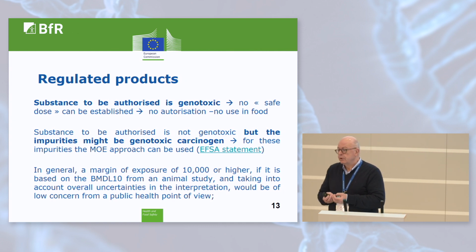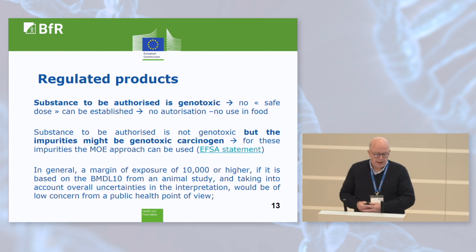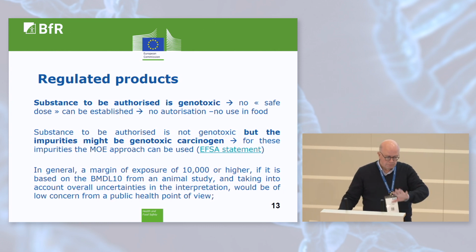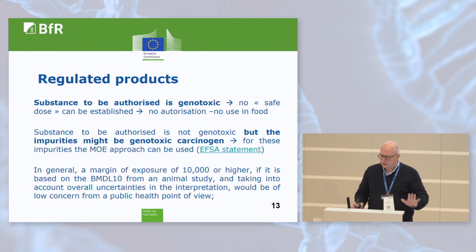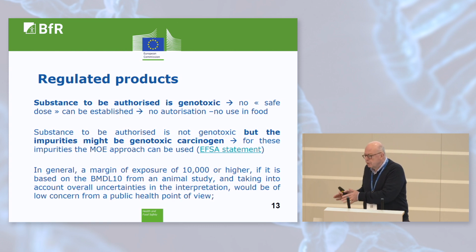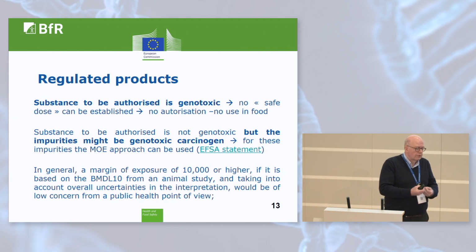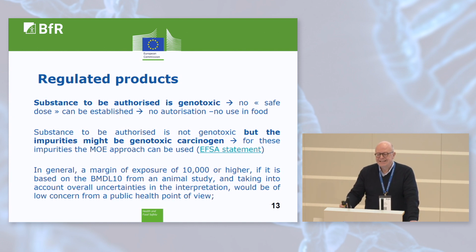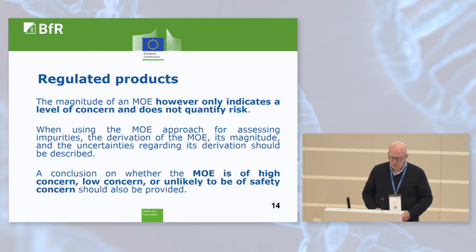But of course, in the production there might be impurities. And these impurities can be genotoxic or genotoxic carcinogens. For that, EFSA in 2012 issued a statement that while the substance itself is not genotoxic, in case there are impurities which are genotoxic or genotoxic carcinogens, a margin of exposure approach could be used for expressing whether it would be acceptable from a public health point of view.